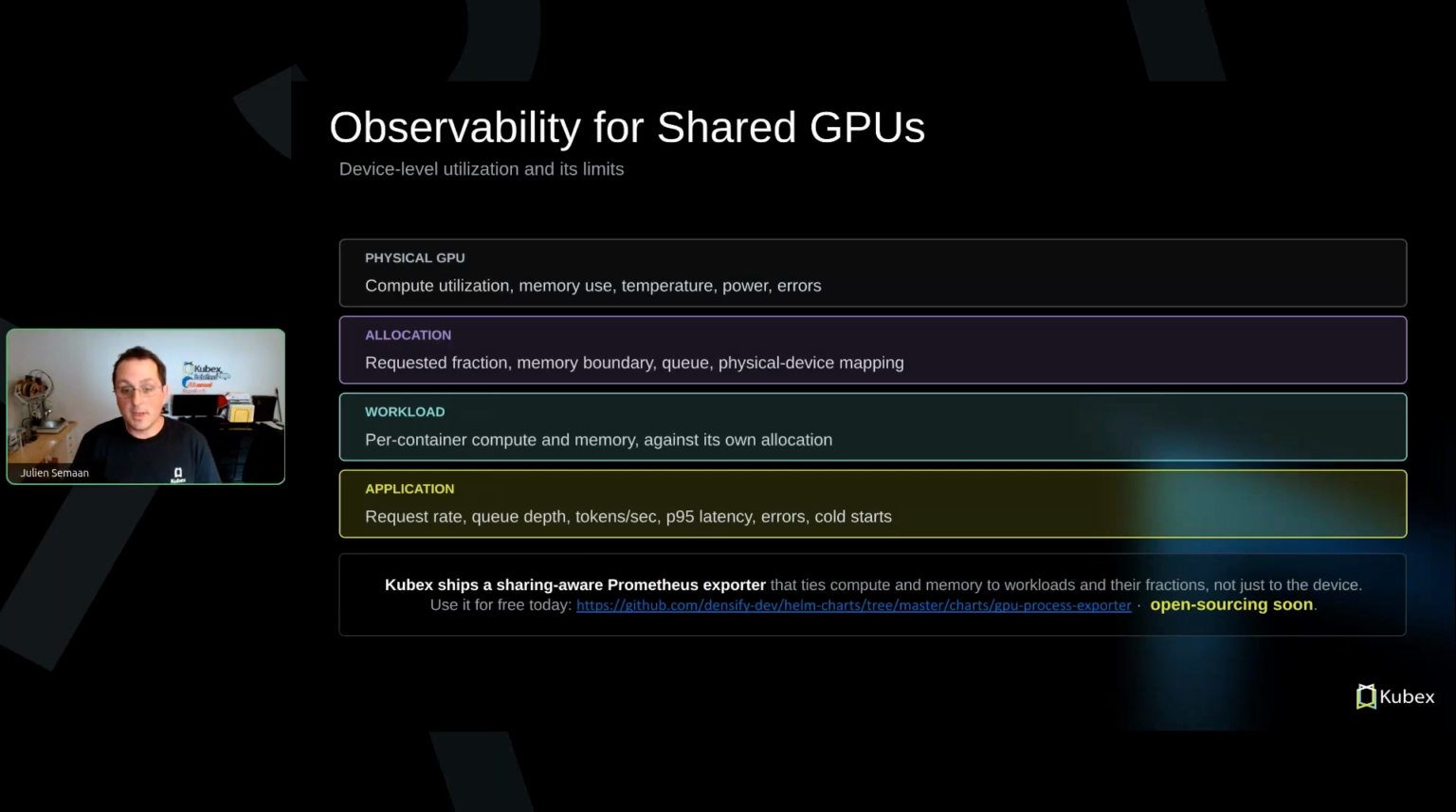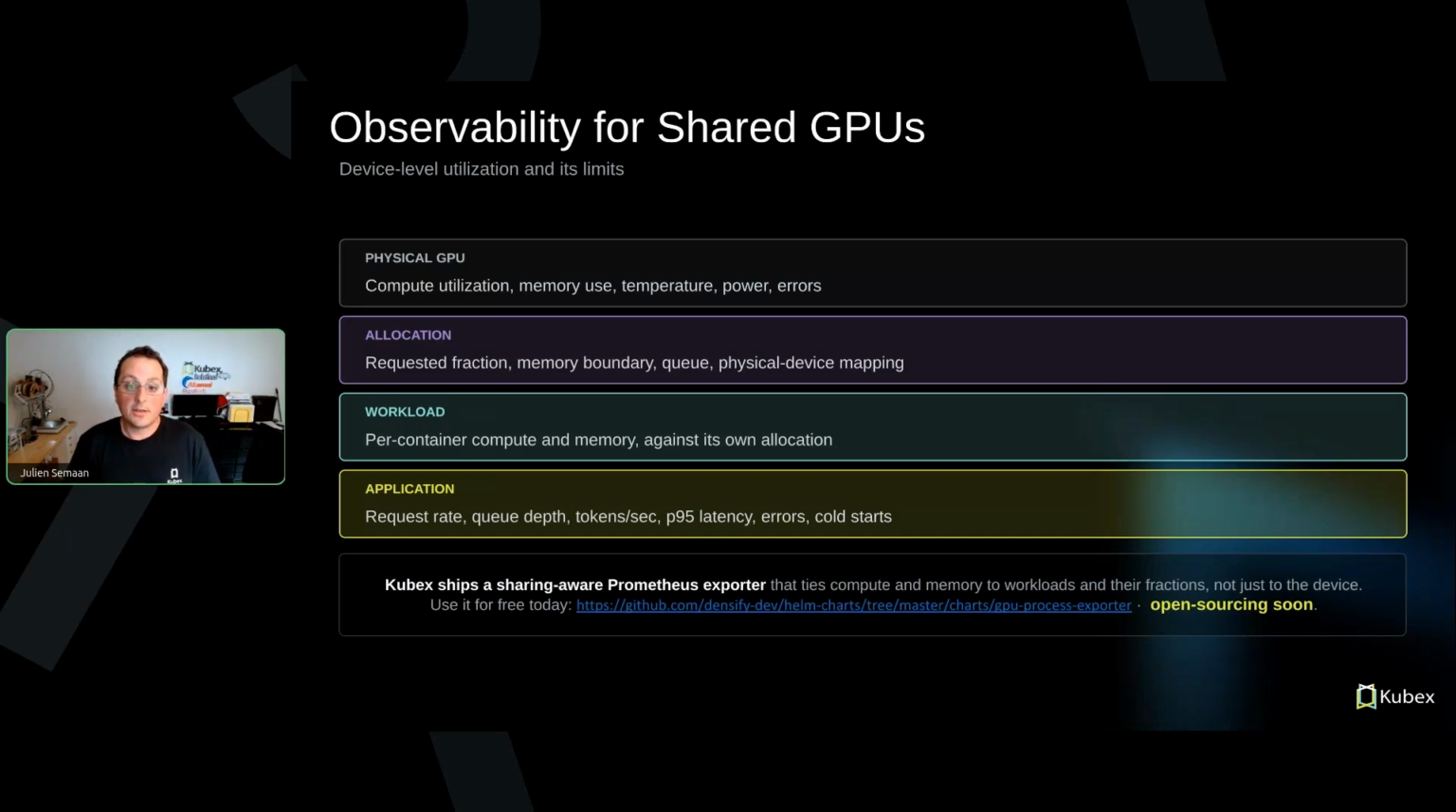And that's where our Kubex exporter comes into play. It looks at GPU utilization at the process level and correlates it to the container and the pod. That way we can continue to track resource utilization at the pod level accurately. You can currently use it for free, and it will also be open source soon. It plugs into your existing Prometheus deployment to give you this added visibility.